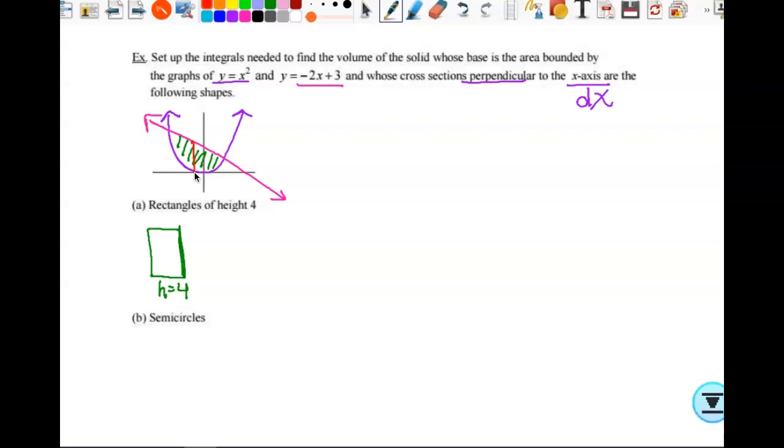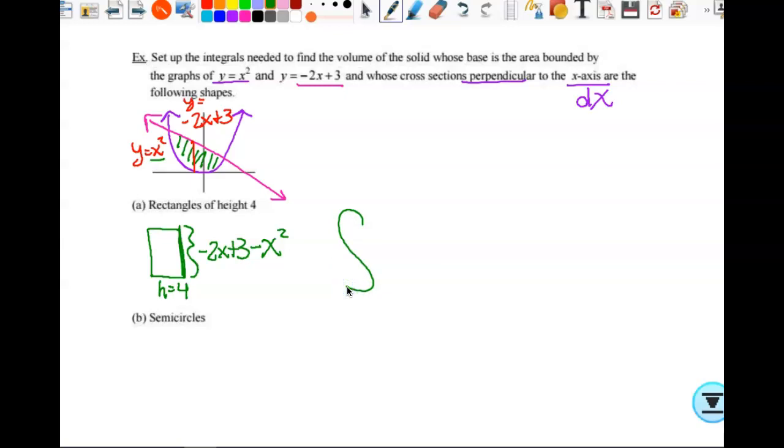Exactly. Top function, which this one is the negative 2x plus 3. And this is the y equals x squared. So this side length right here is going to be the top, which is negative 2x plus 3, minus this one, which is x squared. So I'm going to have to integrate.